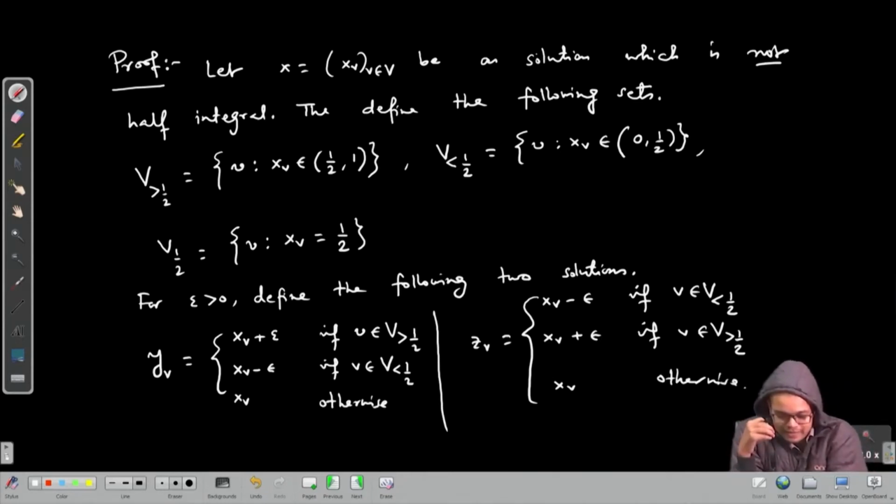So, Y_v adds the value of epsilon for those variables which belong to V greater than half, and reduces its value by epsilon for those variables whose value is between 0 and half. And Z_v does exactly the opposite. Now, because x is not half integral, there exists at least one vertex in V greater than half or V less than half.